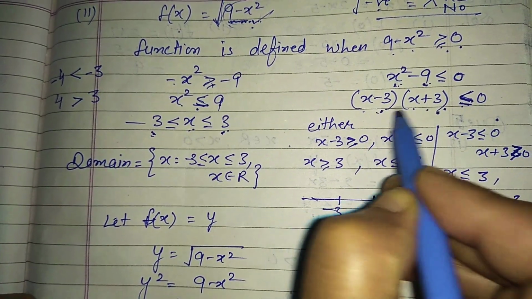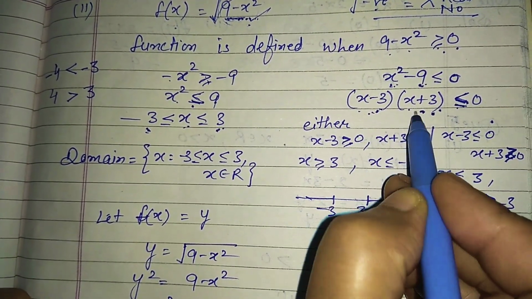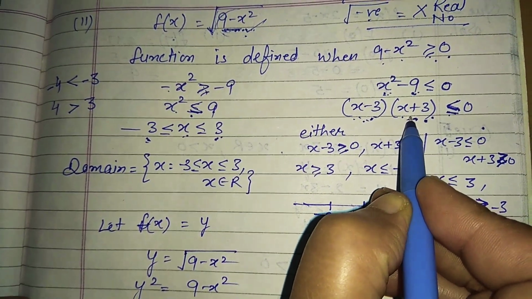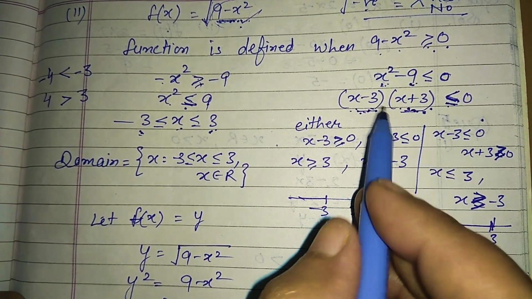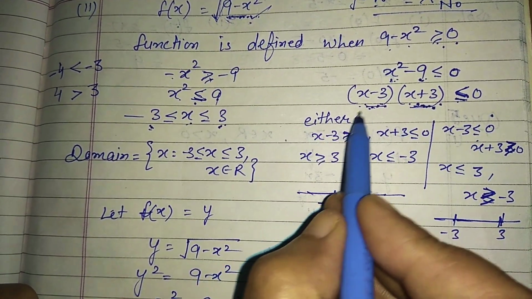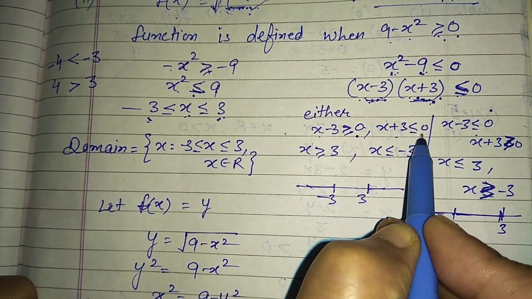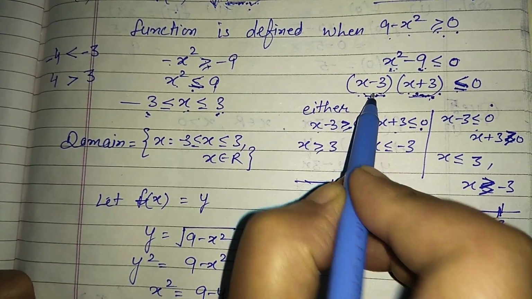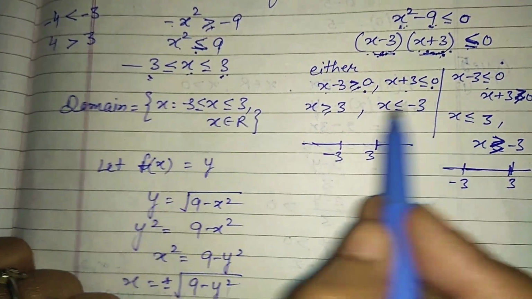It means their multiplication is negative. If their multiplication is negative, it means one number should be positive, the other should be negative. Suppose it is negative, it is positive, or it is negative, it is positive. So there are two cases. If x minus 3 is greater than or equal to 0, then x plus 3 should be less than or equal to 0. If this is less than or equal to 0, this should be greater than or equal to 0. So two cases are here.